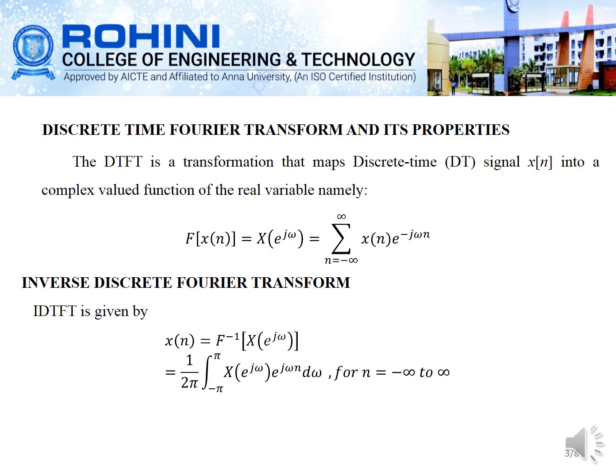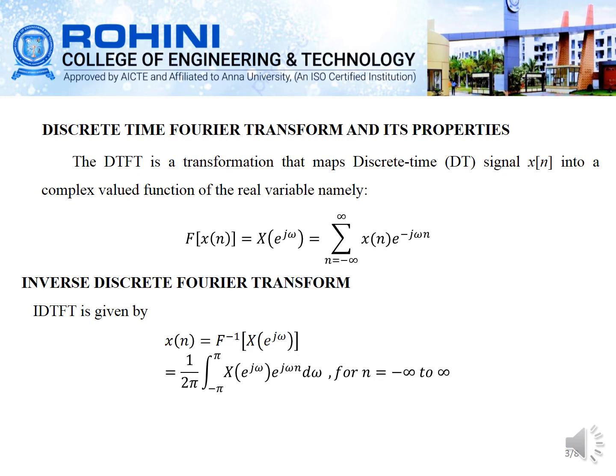Fourier transform. The DTFT is a transformation that maps a discrete time signal x of n into a complex valued function of a real variable, namely F of x of n equal to X of e power j omega equal to summation n equal to minus infinity to infinity x of n into e power minus j omega n.